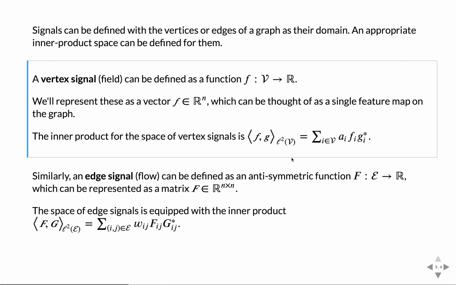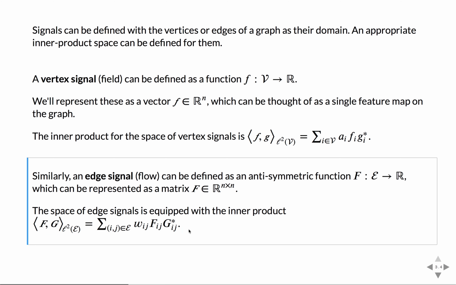Okay, and similarly, you can define a signal on edges. It's really the same idea. You just give every edge a value. So this time it would be a matrix, and it's also a space where you can define an inner product, and everything is nice and well defined.